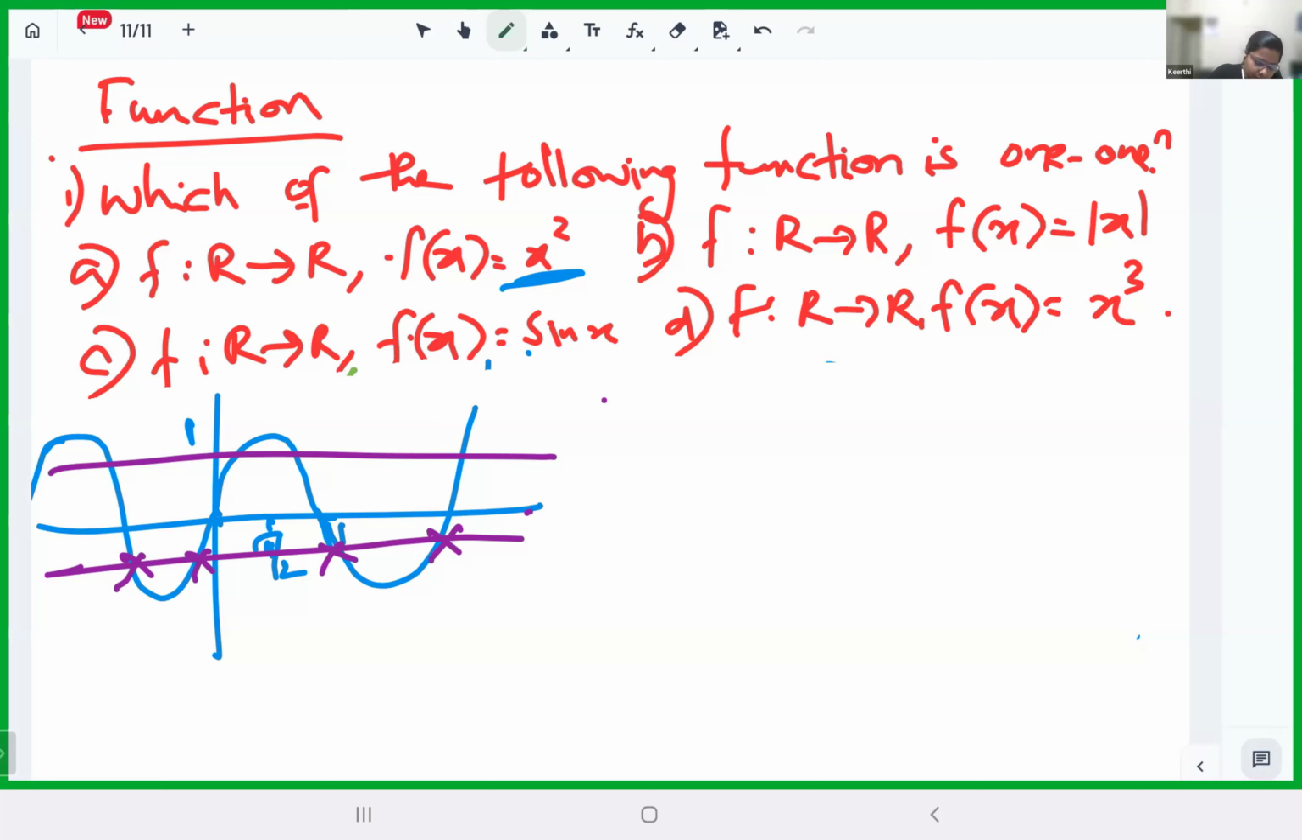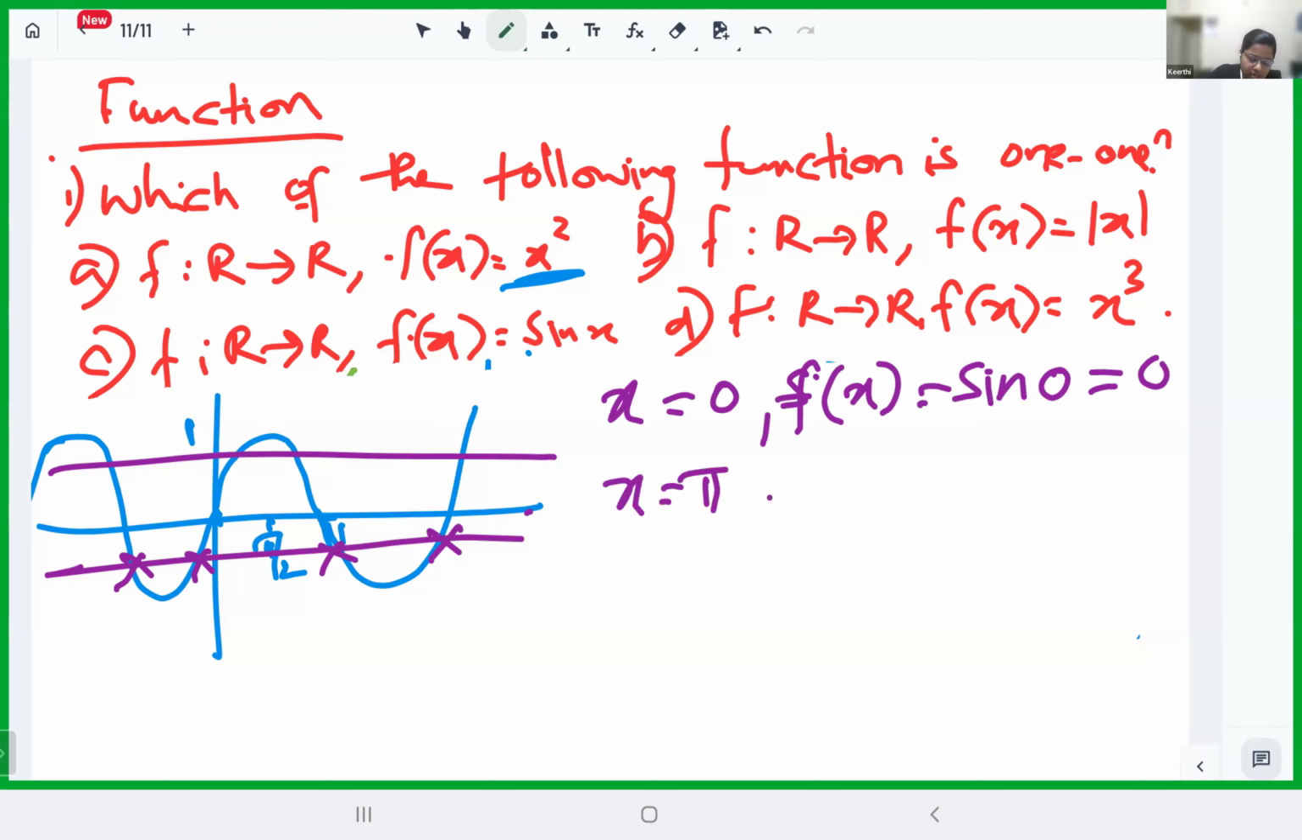Or else, if x is equal to 0, what can you say about f of x? That is nothing but sin 0, that is equal to 0. And if x is equal to pi, then what can you say about f of x? F of x is equal to nothing but sin pi.